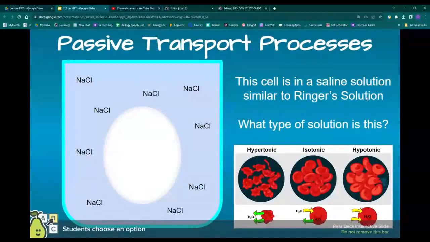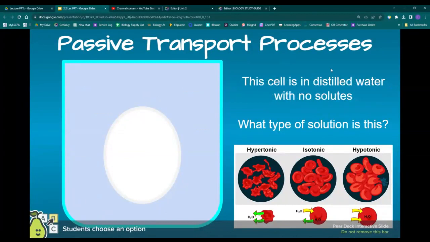This cell is in a solution called Ringer's solution, which is an isotonic solution because we have the same amount of solutes inside the cell as outside the cell. So there will be an equal number of water molecules going in and out at the same time, so no net movement.